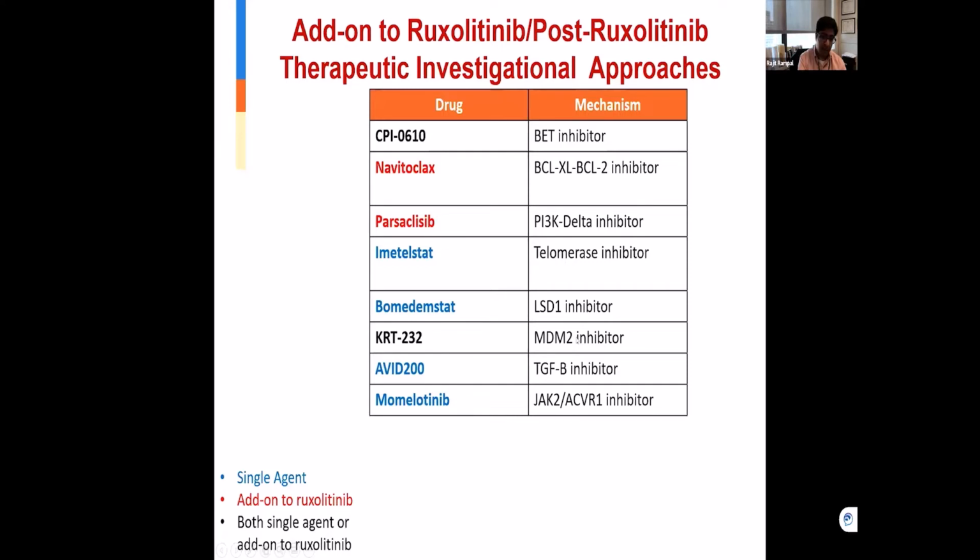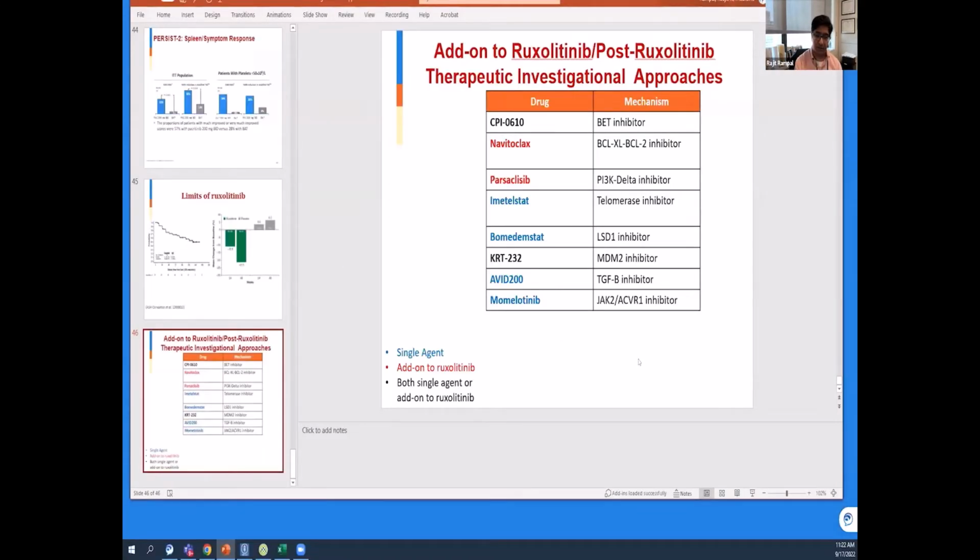KRT-232, which is an MDM2 inhibitor, AVA200, and another JAK inhibitor called momelotinib, which may be able to actually improve anemia. So, for a rare disease to have such an array of new drugs in late stage development is really exciting. And this is why I'm very confident that we are going to be able to do better for this disease. Number one, that we're going to change how we treat these diseases in the very near future. So I'll conclude with that, and I'm happy to take any questions.